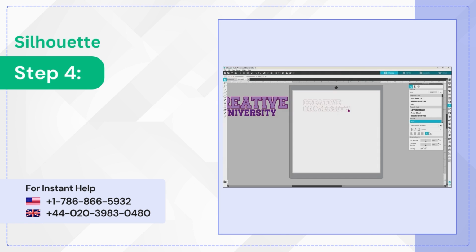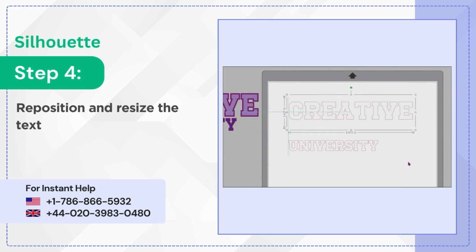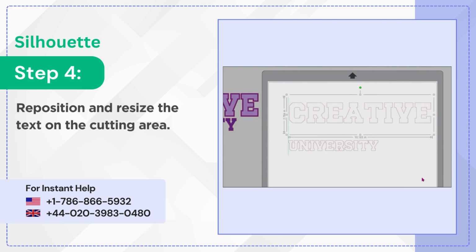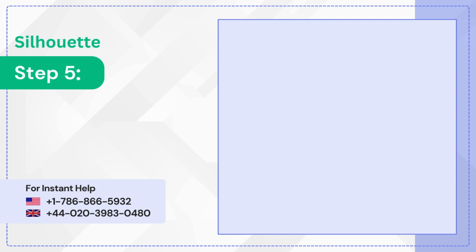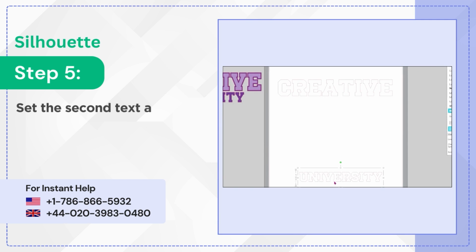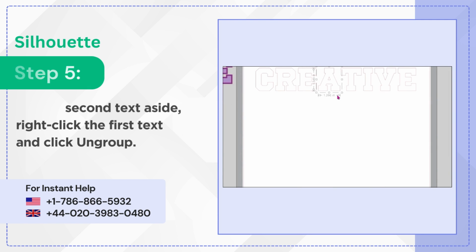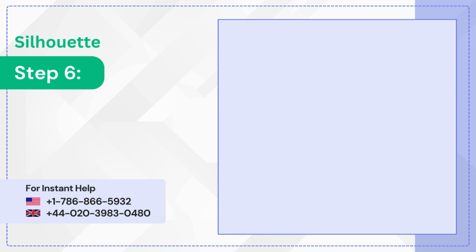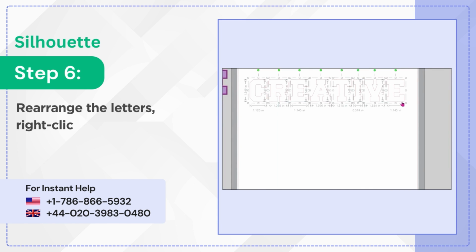Step 4. Reposition and resize the text on the cutting area. Step 5. Set the second text aside, right-click the first text and click Ungroup. Step 6. Rearrange the letters, right-click and click Group.